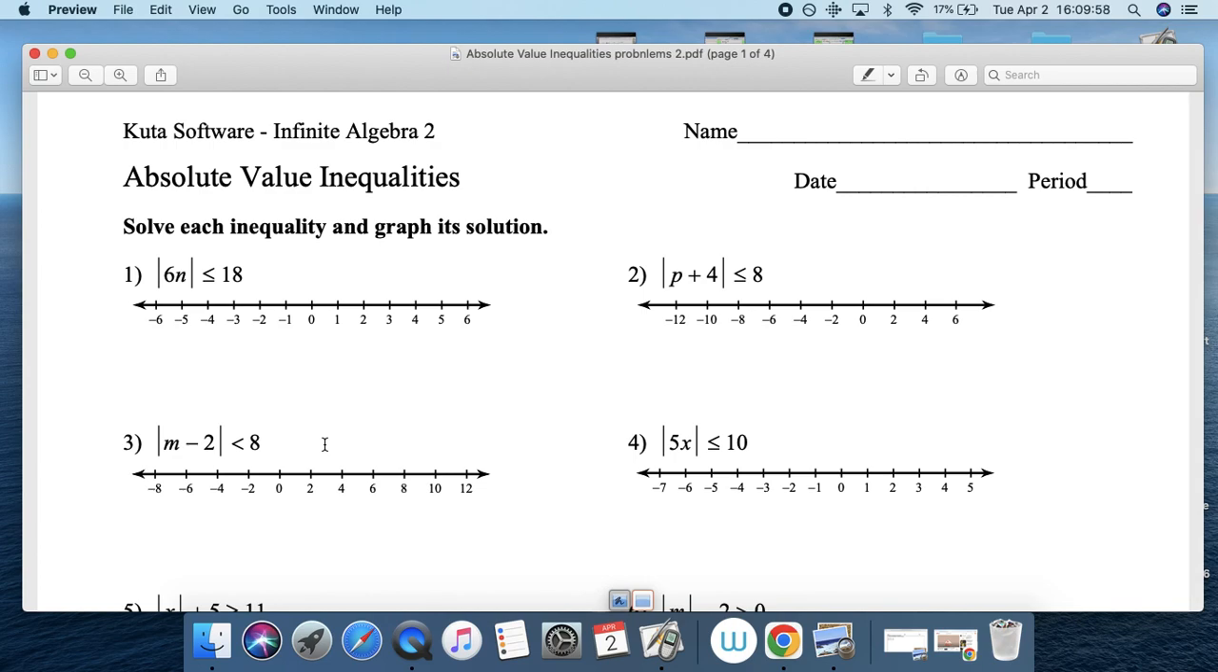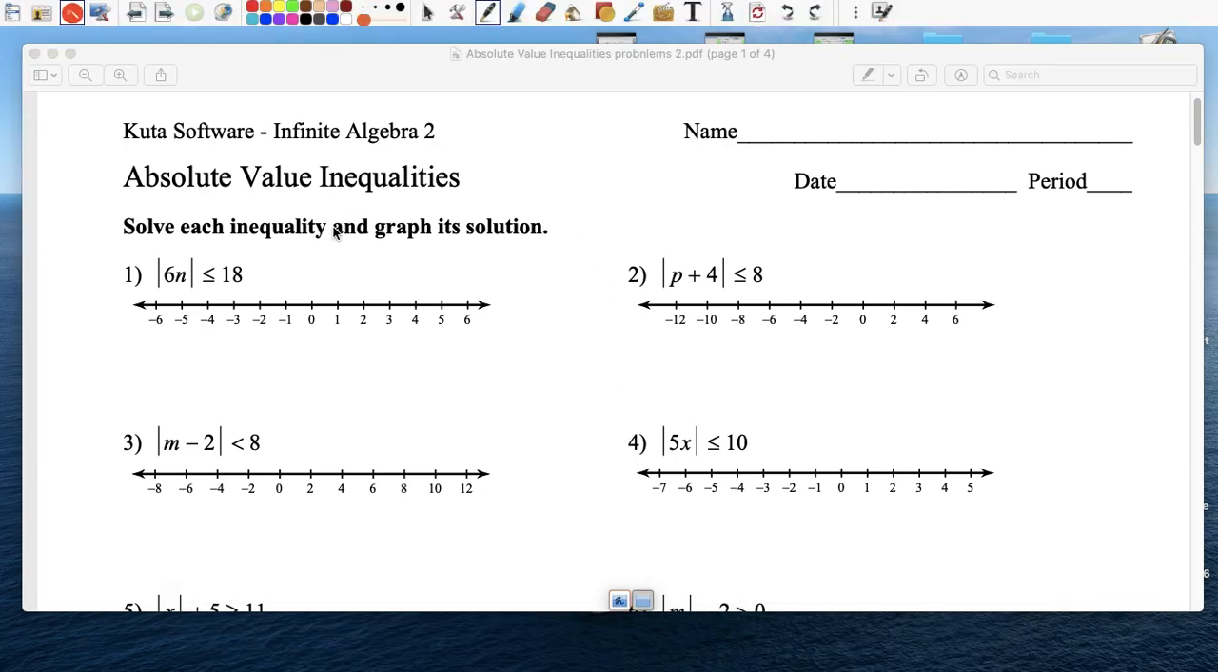If I find my pen, there we go. All right, let's do the first one. I guess absolute value of 6 times n is less or equal to 18. So let's think about when that is true.